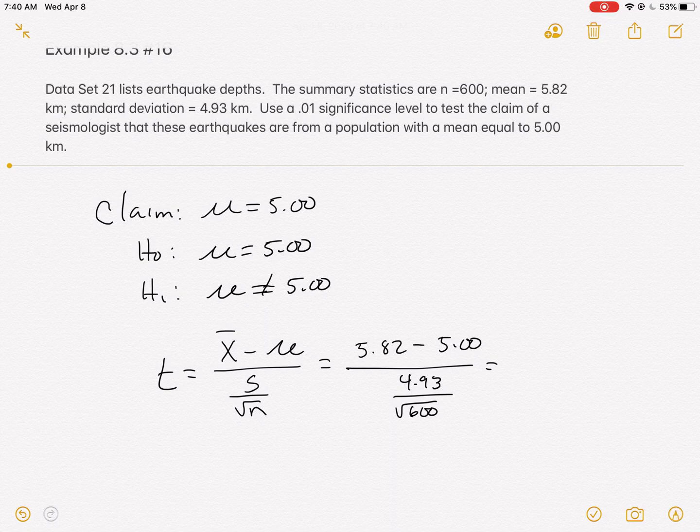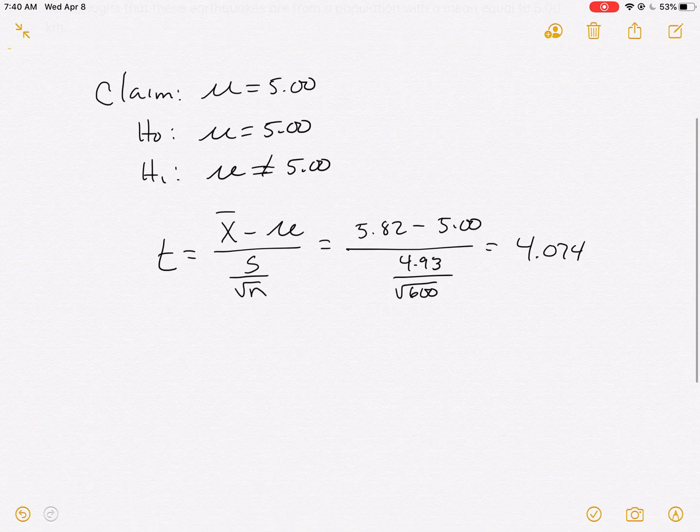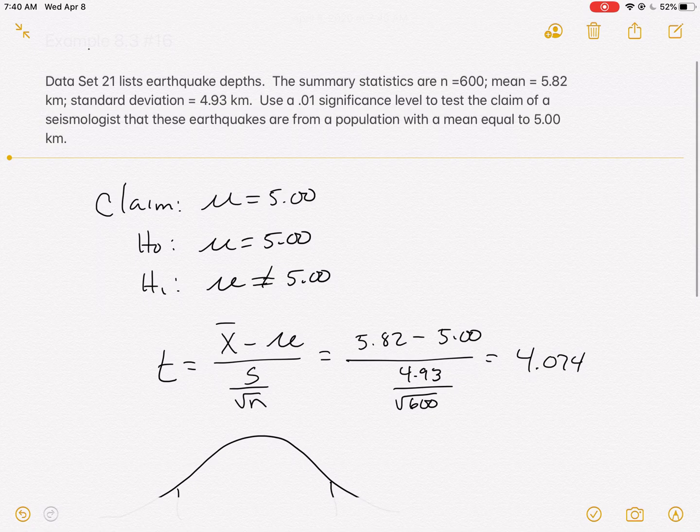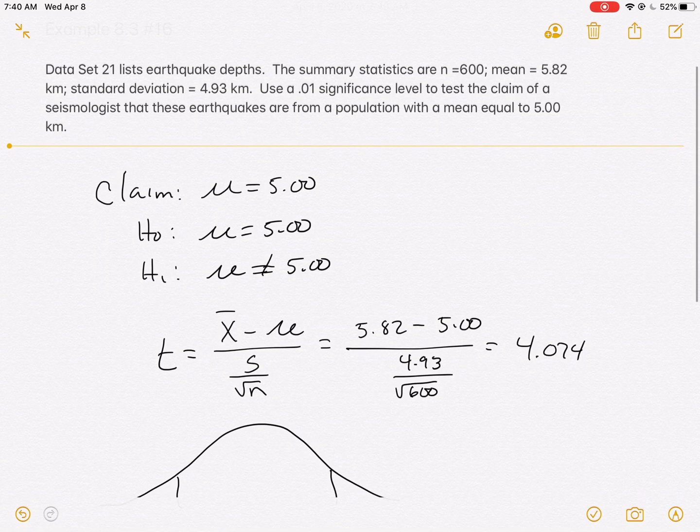So we're going to take our 5.82, subtract away the 5, hit equals, divide by, open parenthesis, 4.93 divided by the square root of 600, close parenthesis, and we come up with a pretty big t-value, 4.074. And that does match what they have in the back of the book, so we feel really good. Now, since it's a not equal to, the alternate hypothesis can be true in both directions, and so it's a two-tailed test. Our significance level is 0.01 again, and double checking that, that's exactly what they have.